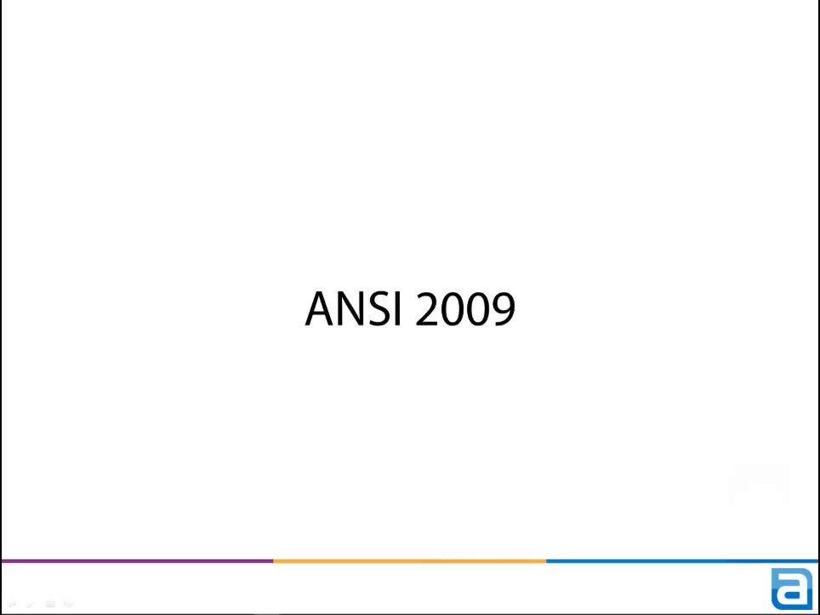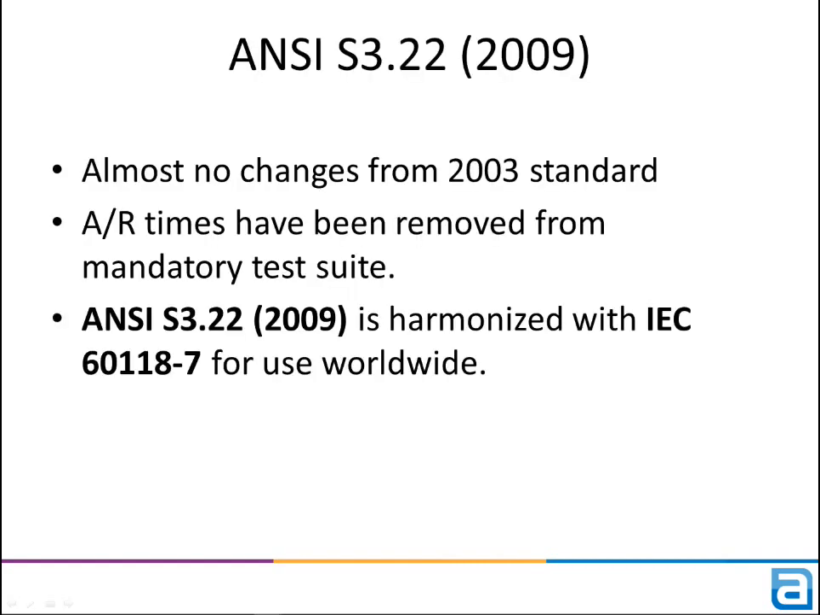The ANSI S3.22 Electroacoustic Test Suite has now been updated to the 2009 standard. While this standard was not mandated by the FDA, it has been approved, so most manufacturers are publishing their hearing instrument specs using it. There are almost no changes from the 2003 version, with the exception that attack and release times are now removed from the standard test. Also, ANSI S3.22 is now fully harmonized with IEC 60118-7 for areas in the world that follow the IEC standards.